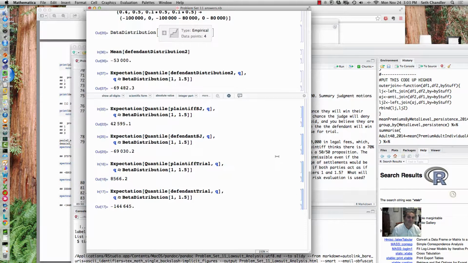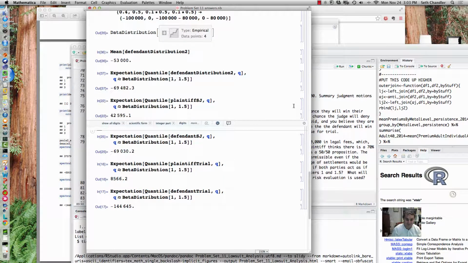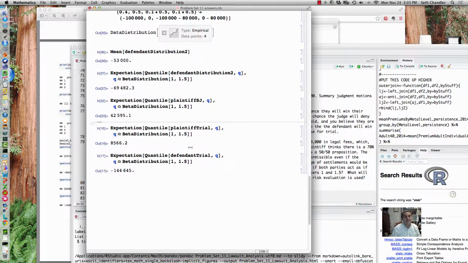The next question is, what happens if the summary judgment motion is in fact denied? Then how do parties value the case? And so then we're simply back to taking the expected quantile of the trial distribution for both sides. And actually at this point, the plaintiff is very scared of that negative $50,000 outcome, and our defendant is very scared of the negative $180,000 outcome.